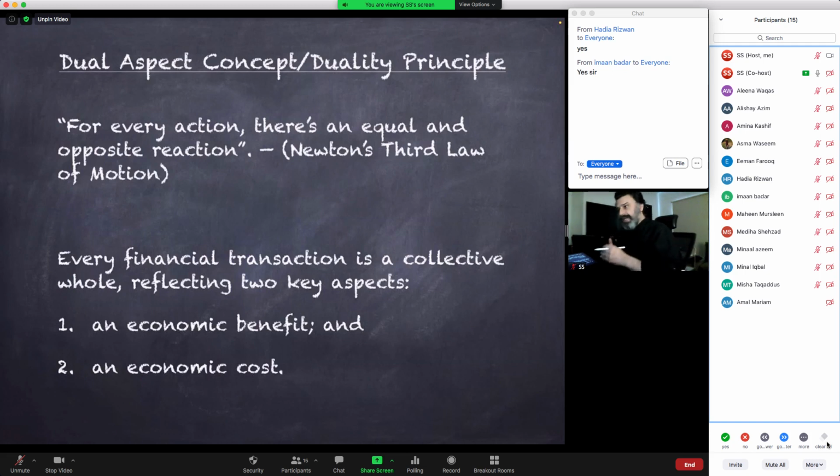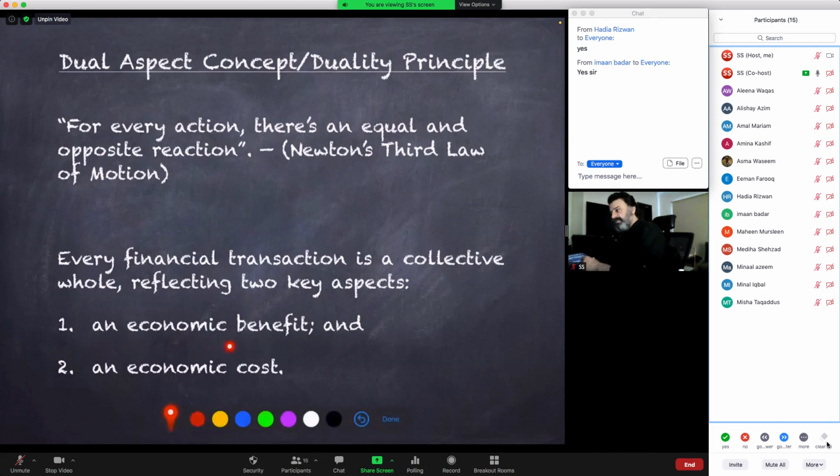And these two key aspects of every transaction, we can identify as an economic benefit and economic cost. Economic benefit is the motivation behind that transaction. If you have no motivation, no financial incentive, then you don't need to be involved in that transaction. In most cases in accounting, when a transaction happens, there has to be some sort of incentive or motivation behind it. And that incentive is provided by the economic benefit involved.